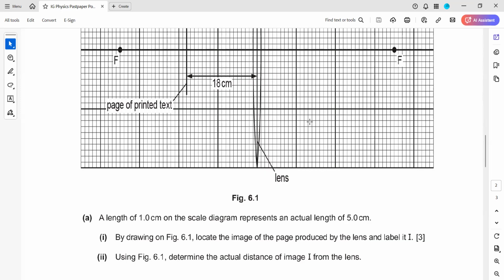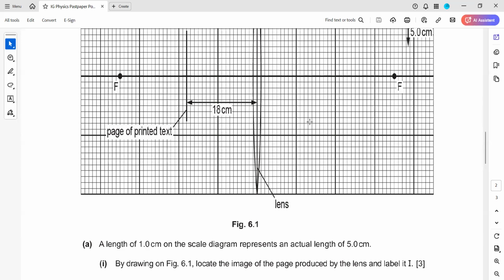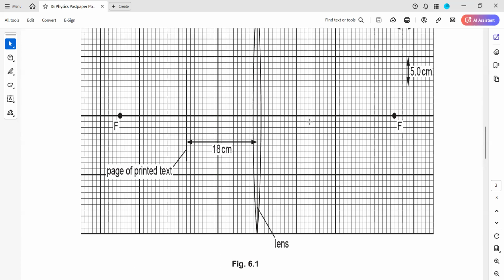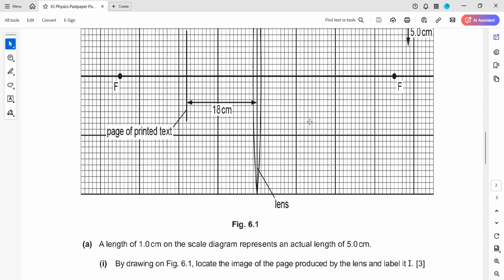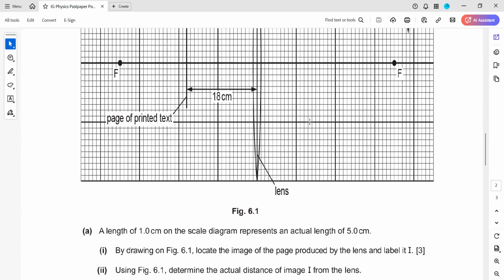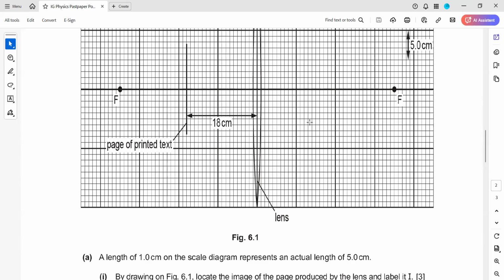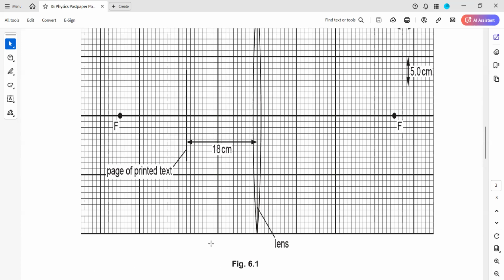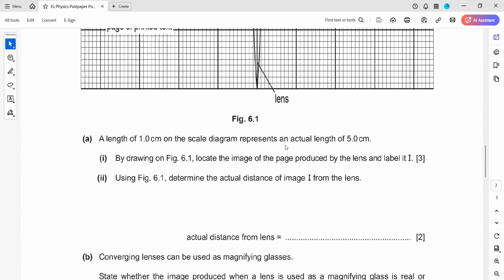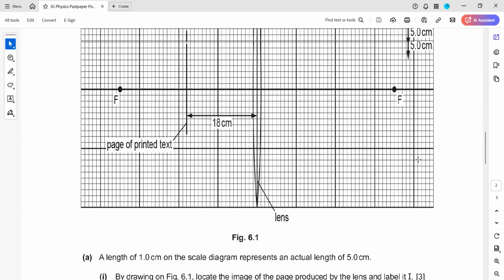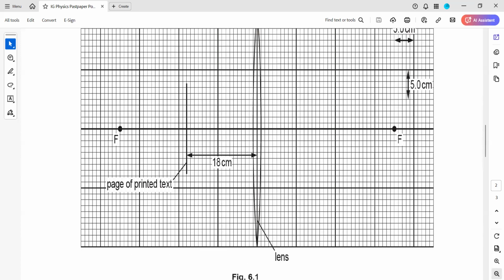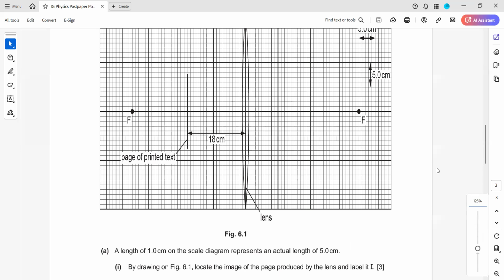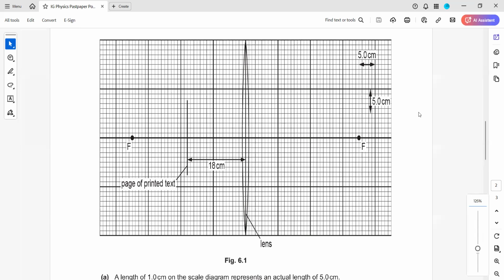A length of 1 centimeter on the scale represents an actual length of 5 centimeter. By drawing on the figure, locate the image produced by the lens and label that as I. Remember, whenever the object is between the focus and the lens, the image will be a virtual image.